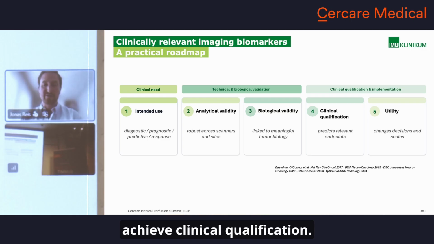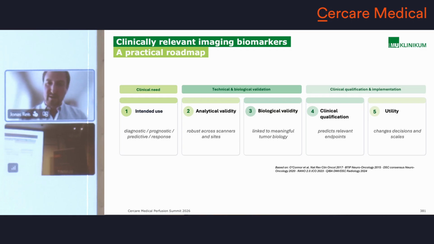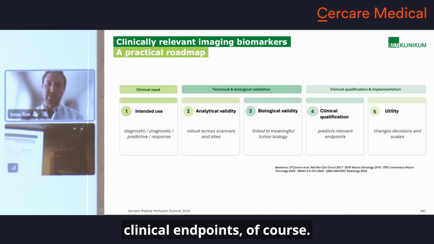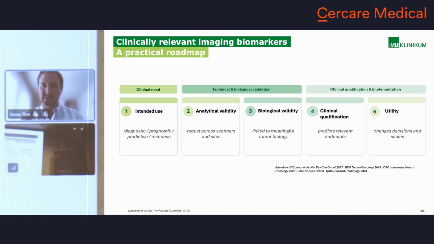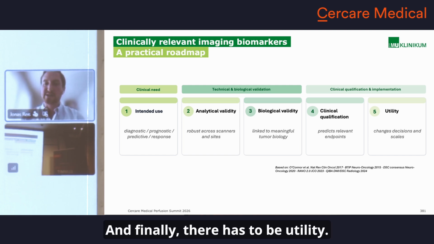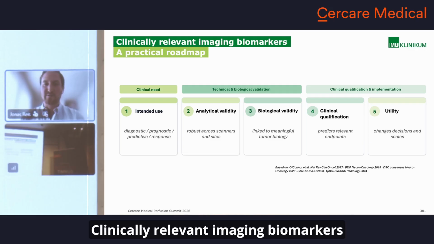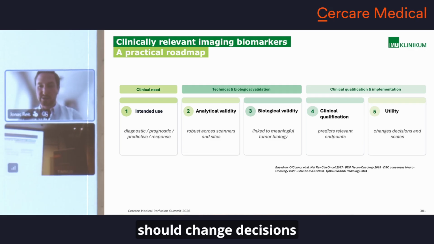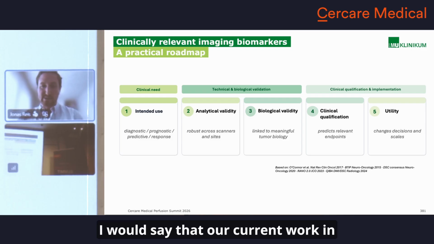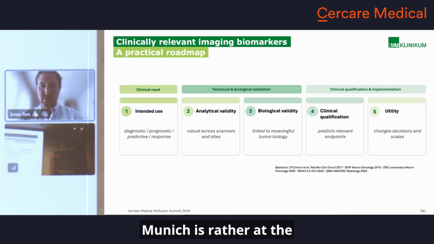Fourth, we have to achieve clinical qualification. The biomarker has to predict relevant clinical endpoints, of course. And finally, there has to be utility. Clinically relevant imaging biomarkers should change decisions and be scalable in practice. I would say that our current work in Munich is rather at the beginning and sits mainly between analytical robustness and early biological relevance. And that's also the level of claim I want to make today, not more.